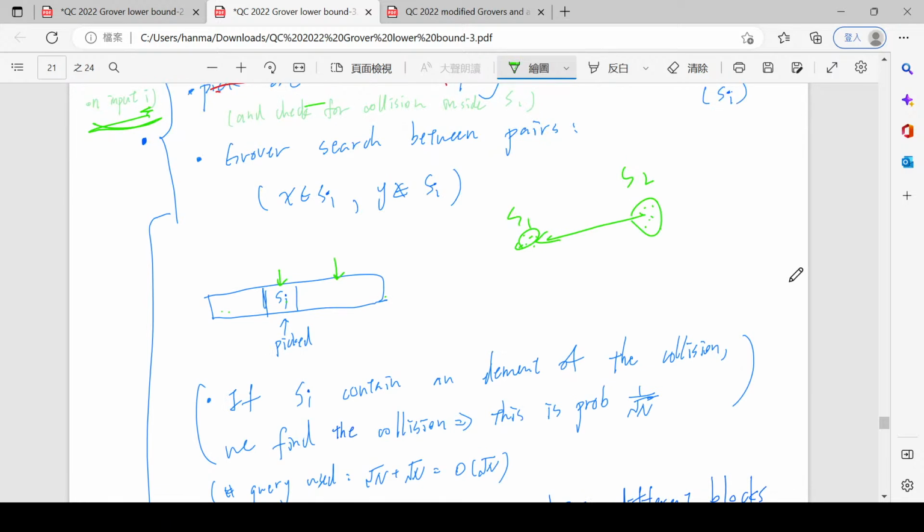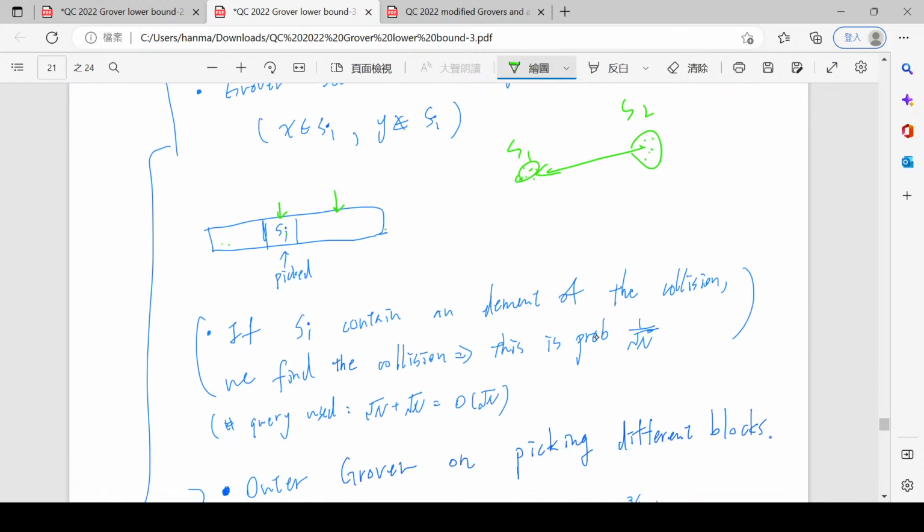And now the number we need here is this probability. And why is it this probability? Well, because the size of SI is square root n, right? So we just think about the first item of your collision pair, and because we pick SI uniformly at random, the probability that some item is in SI is just square root n over n, so that's 1 over square root n. Okay, so that's an easy probability.